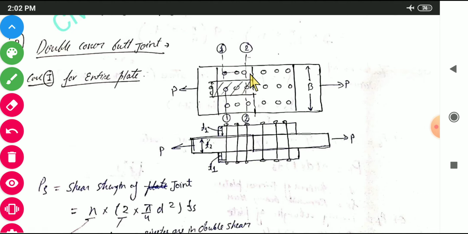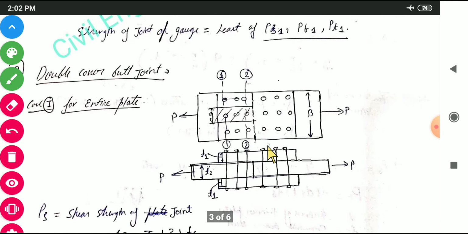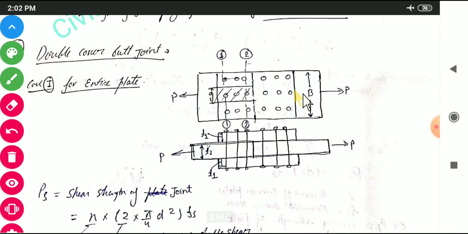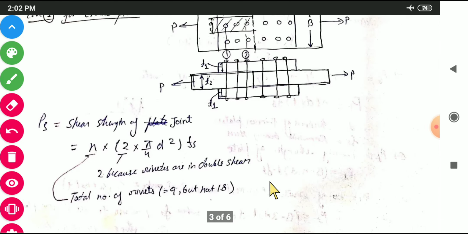So you can very clearly see here that these are connected using rivets. Fine. So there are two main plates and two cover plates. So I have told you earlier that the rivet will be in double shear here, one here and one here. So the only difference will be that if we find the shear strength of the joint, then the formula remains the same, pi by 4 d square into fs. The only difference is that 2 is taken here, because rivets are in double shear.